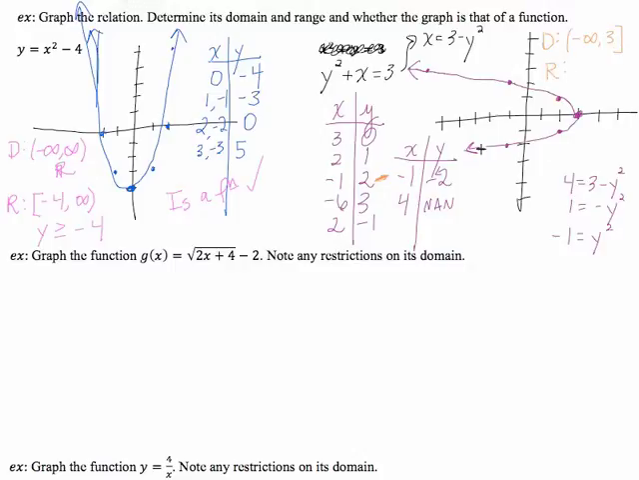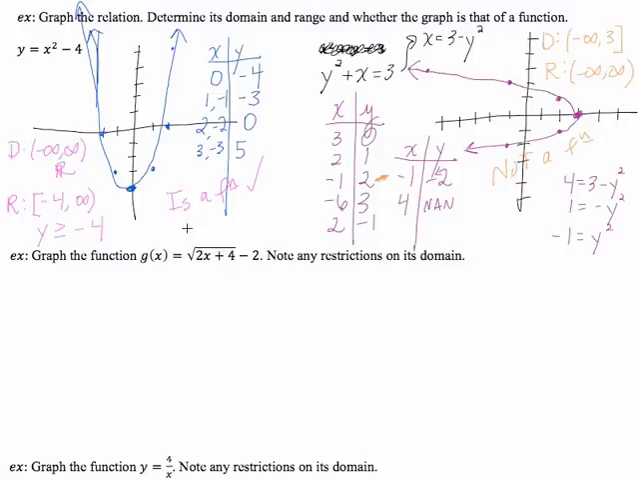For its range, that's the y. This does go down forever, and this does go up forever. So all real numbers, or negative infinity to infinity, is the range. And like we said, it is not a function.